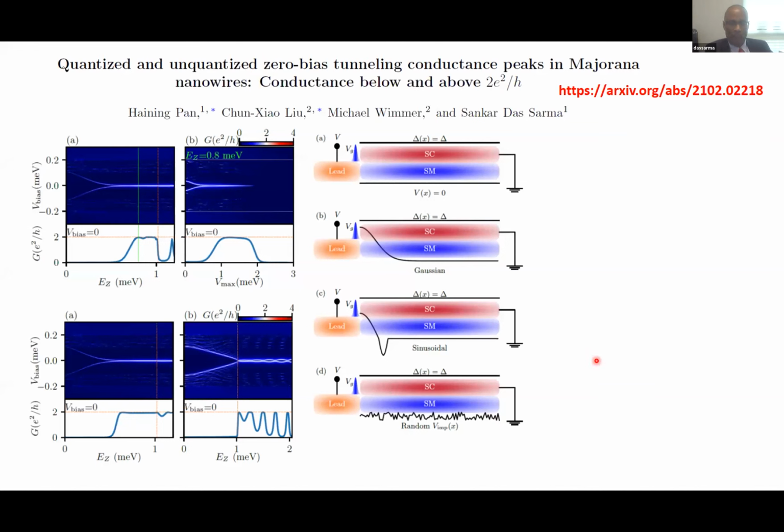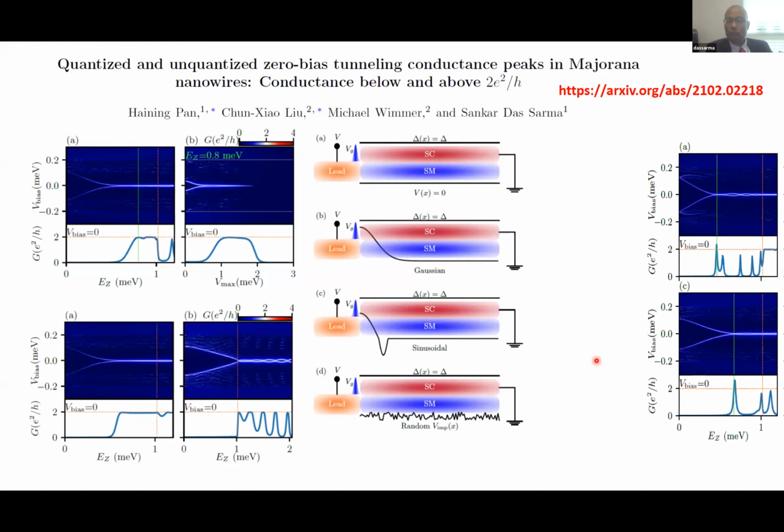We show why this happens and, more importantly, in what situations it would happen. This happens when the potential is barrier-like. When the potential is barrier-like, you get this very stable, trivial, fake zero bias peak, which is quantized. When the potential is well-like, like this dip, you may get something at 2e²/h, but it's very short. It's not very stable. So if you see something like this, it means you have a barrier-like inhomogeneous potential.